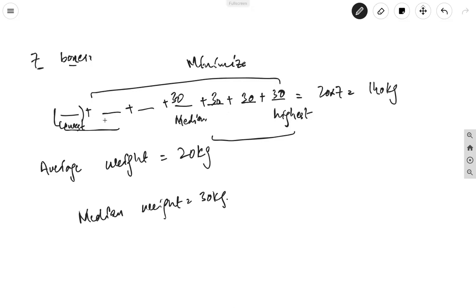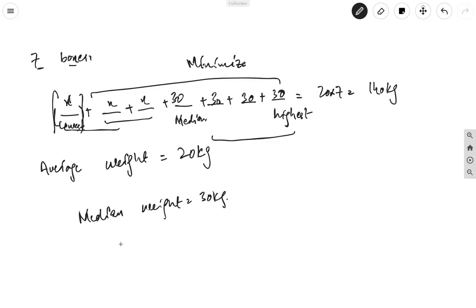Now we also want to minimize these 2. So what could be the minimum possible value? The minimum possible value is if both of these weights are equal to the lowest weight. So these 2 can't be less than the lowest weight, but could be equal to it. So for example, if I call this x, this as x and this as x.